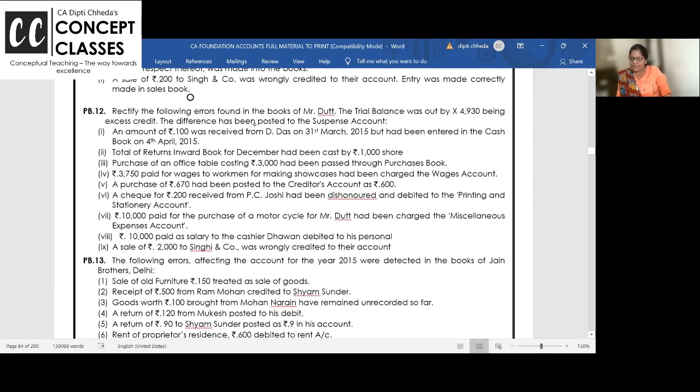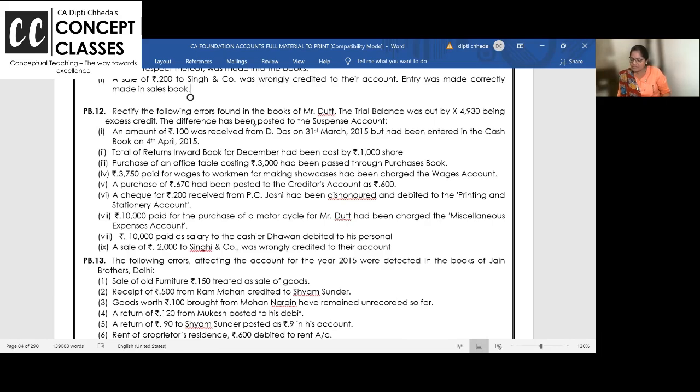Rectify the following errors found in the books of Mr. Dutt. Trial balance was out of order by 4930, being excess credit. When credit is excess, this will appear on the debit side of the suspense account. The difference has been posted to the suspense account.